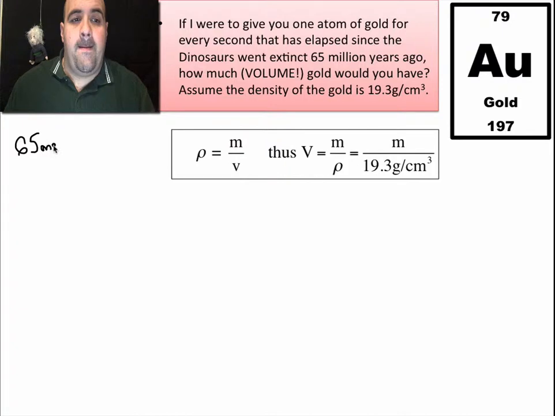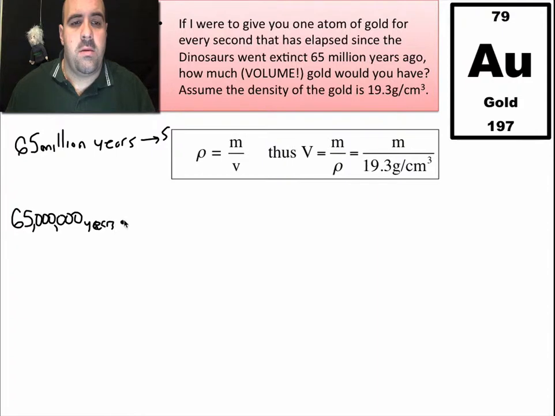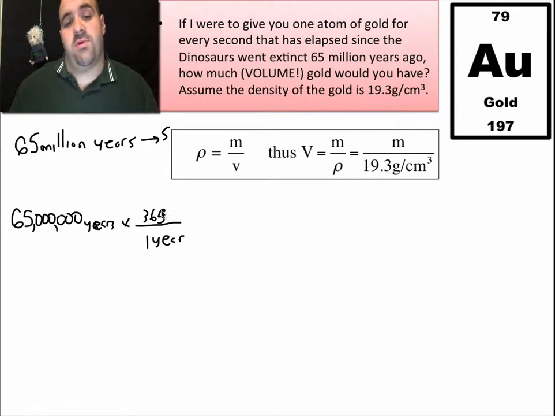65 million years into seconds. So we're going to start with 65 million years times, the first thing I want to do, I have years up here, I want to put years down here. 1 year is 365 days. So if we multiply it across, that would tell us how many days there were. But we don't want days. And of course, we're ignoring leap years and crazy astronomical events and other things like that.